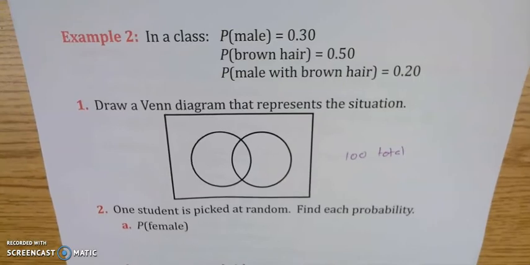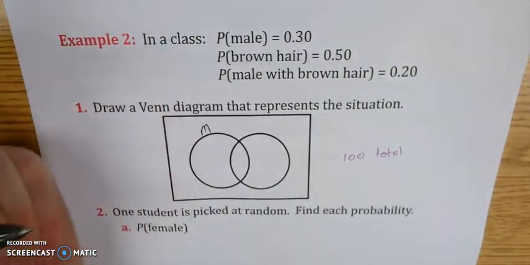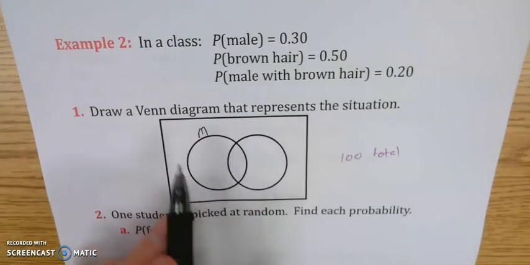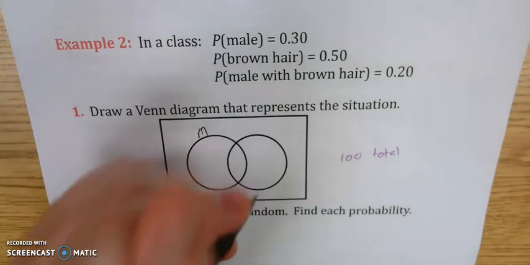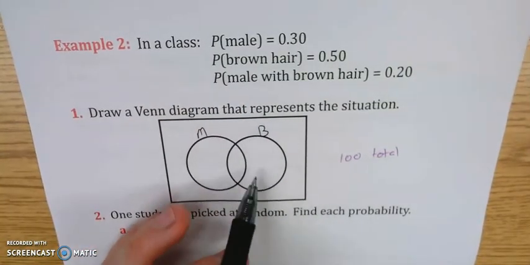All right, so if there are 30% male, if I call this circle males, well, that just means this entire circle had to account for 30 people, right? If I assume there's 100 total. Over here, I'll call this brown hair, and this entire circle has to account for 50.